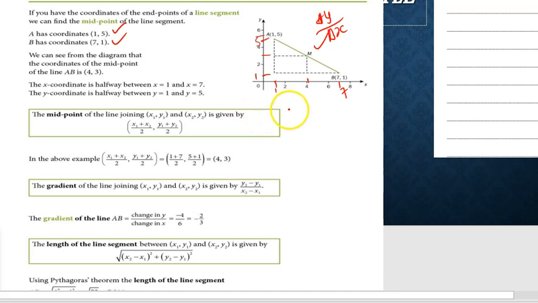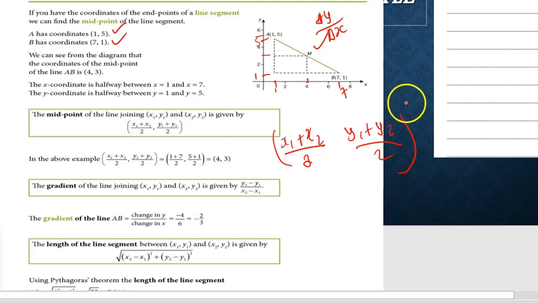So therefore, for us to find the midpoint, we are going to apply the formula: x1 plus x2, divided by 2, and then y1 plus y2, also divided by 2. So this is the formula we need, the midpoint of the line joining x1, y1 and x2, y2. So we are going to apply this formula in order for us to compute.